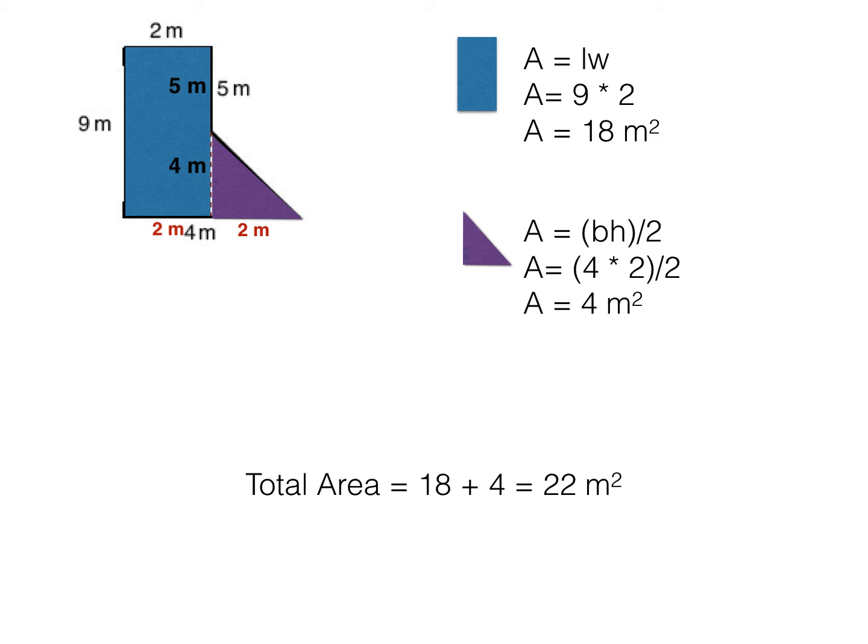The total area of this irregular polygon is 18 plus 4, which is 22 square meters. Pause the video and copy down the information before going on to the final example.